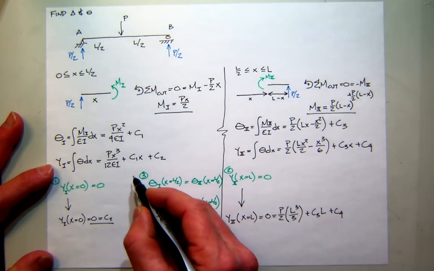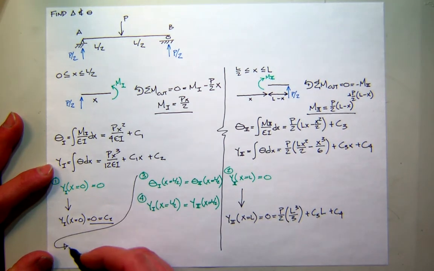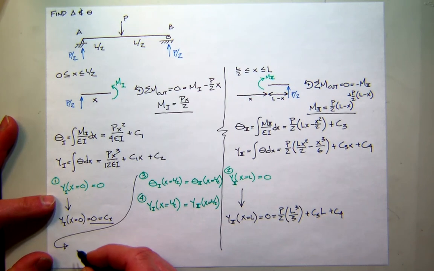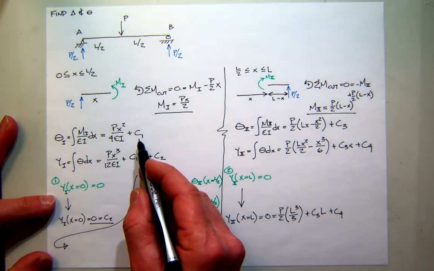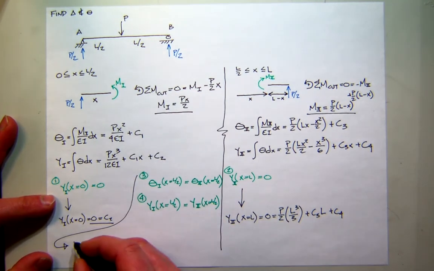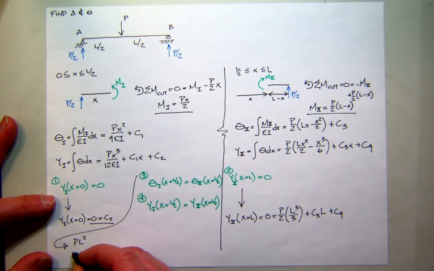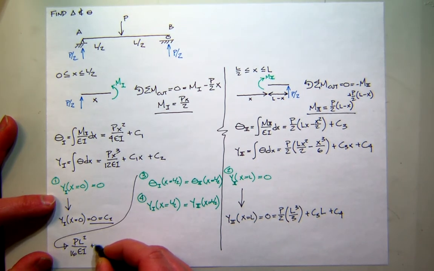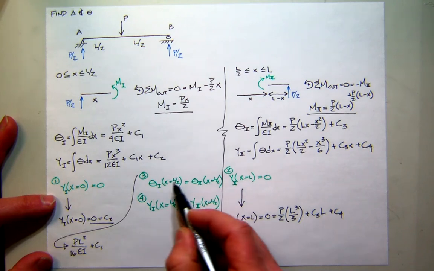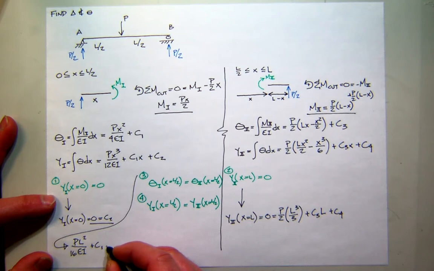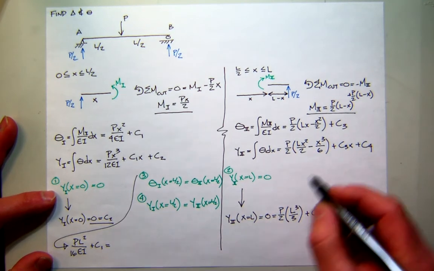Watch what happens when I try to do number 3. So I'll evaluate this slope at L over 2. Right? Do I know C1? No. So I get P L squared, and that's 2, 4, 4 is 16 EI plus C1. That's this term. And then I go over here and get this one evaluated at L over 2. You can see we're going to have some fun here.